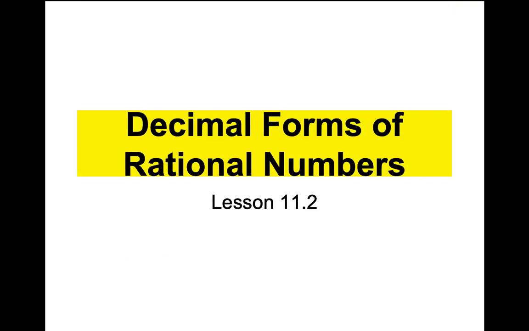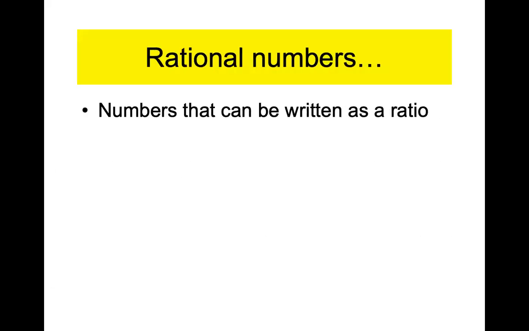So we're going to pick up where we left off. 11.1 was the introduction to rational numbers. Numbers could be written as a ratio or a fraction. And now we're going to include our decimal forms as well. Rational numbers are simply numbers that can be written as a ratio, a big fancy word for fraction. Remember, if you have a fraction, the bottom number cannot be zero. You can't have any decimal numbers in either the numerator or the denominator.